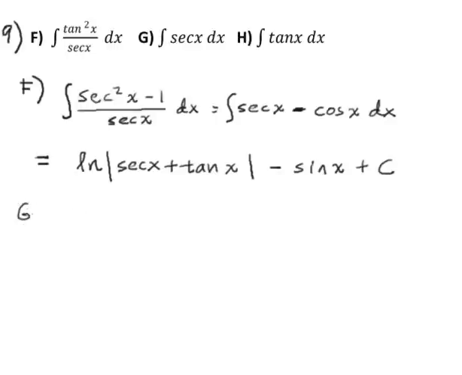All right, let's go on to G. Well, we just did that. We know that that is equal to ln. Again, we just remember this. This is one that you just commit to memory after you've seen it one time.